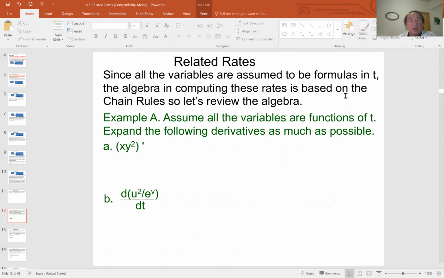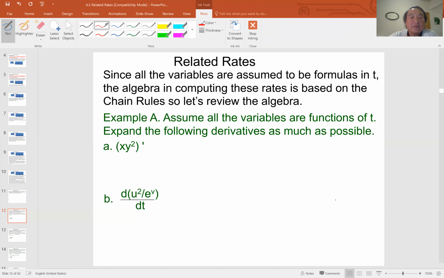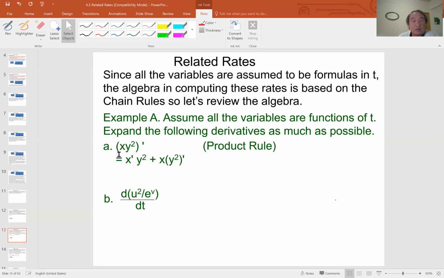Okay, so to do that, let's practice a little bit of algebra. The assumption we have here is that everything is a function of t. Very important. Therefore, if I take the derivative of this, I'll have to use the product rule. And I don't know what the derivative of x with respect to t is, so x prime over here. By the way, the prime over here is d dt. So I get x prime plus dx dt, and y squared, with the derivative taken with respect to t, will be 2y dy dt.